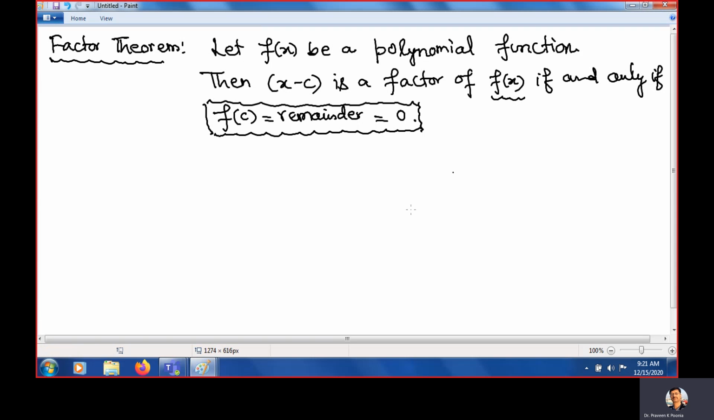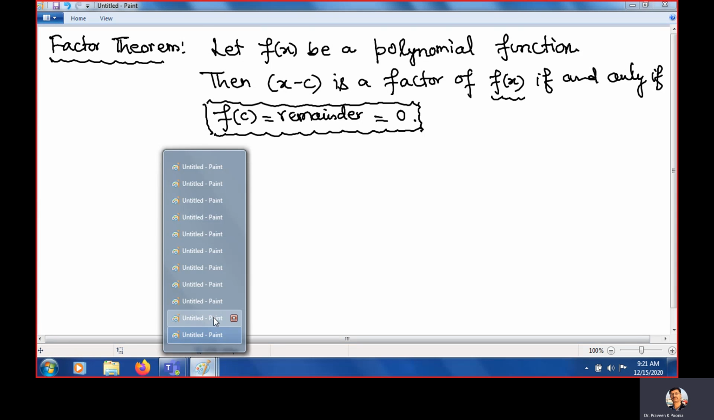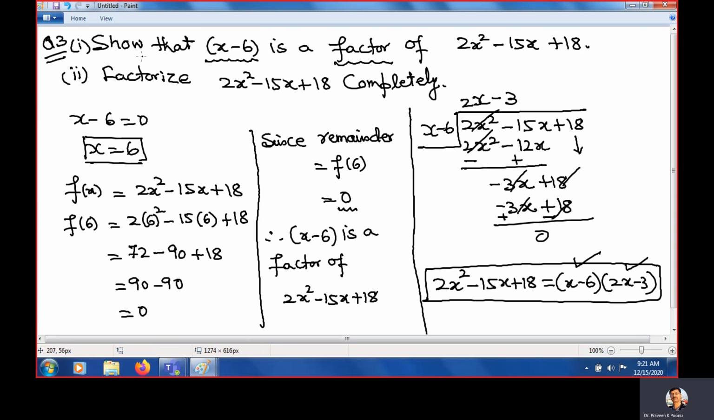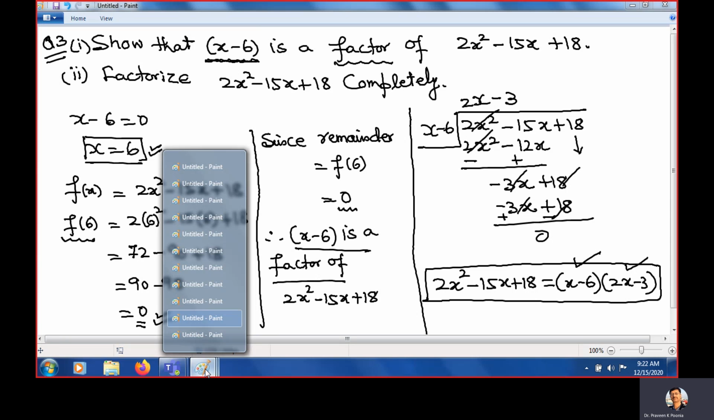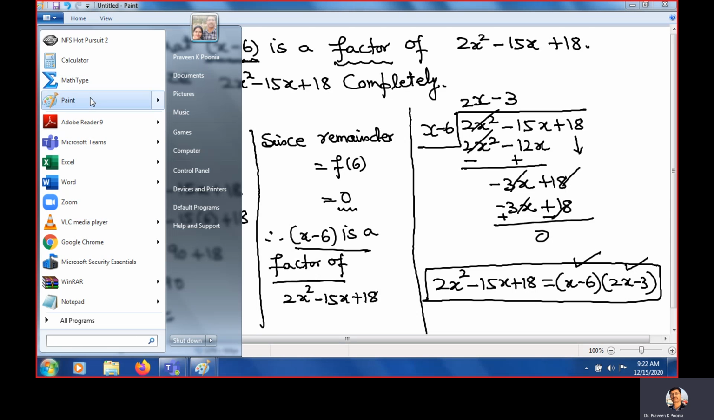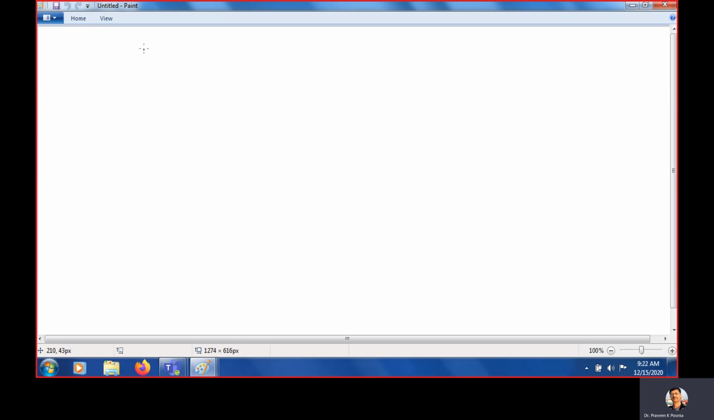But now this is the theorem. And this same theorem we used in the previous question. What we have done is, because it is x − 6, we evaluate at 6. We find the value of f(6), because f(c) equal to 0 means remainder is 0, so x − 6 is a factor. And how to evaluate? Just by division. Okay. So we will solve one more question here and then we will prove this theorem.